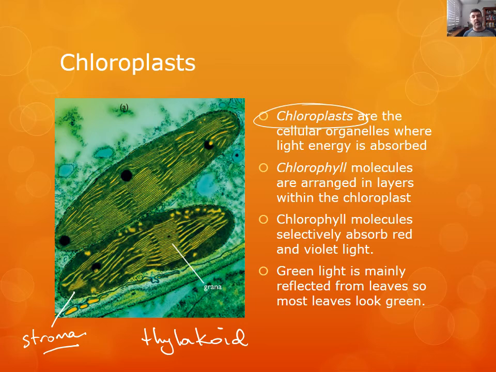The chlorophyll molecules are the pigments that make plants look the green color, and they're arranged within these layers within the grana. The molecules are selectively absorbing mostly the red and the blue-violet parts of the electromagnetic spectrum, and yellow and green is reflected, and that's why plants look green, because the green color is not actually being used by the plant, it's being reflected.